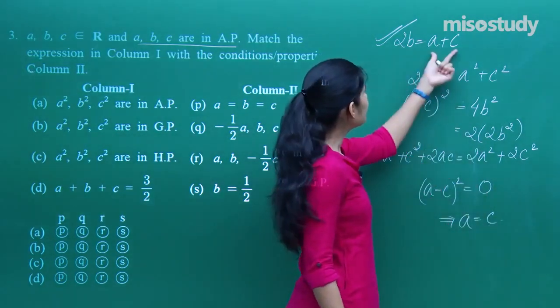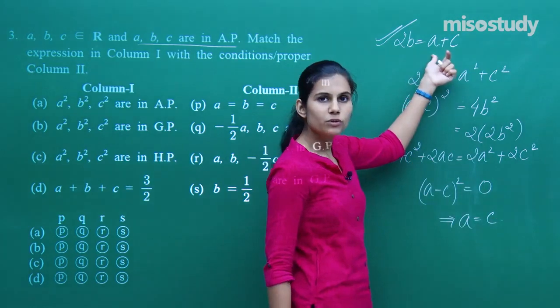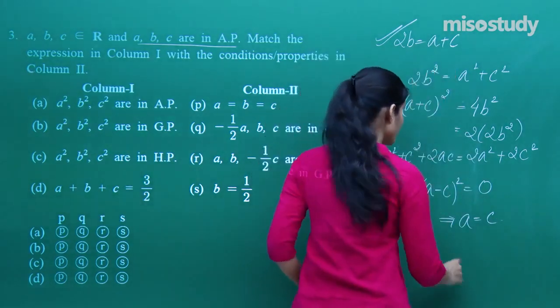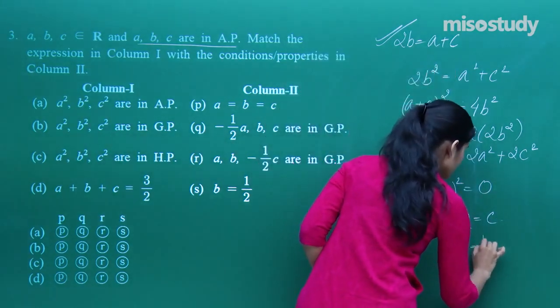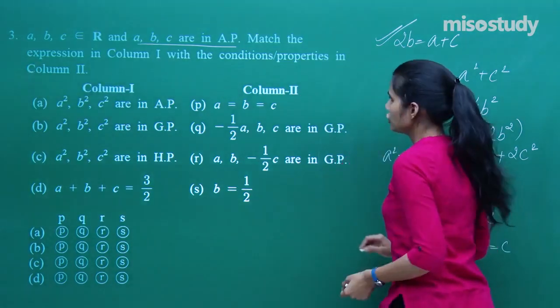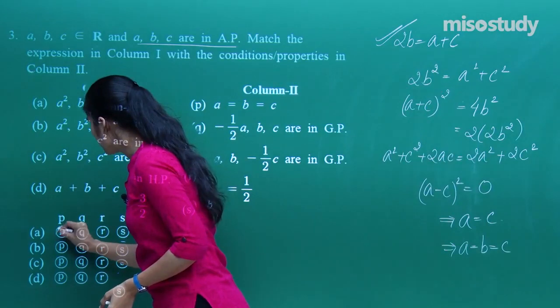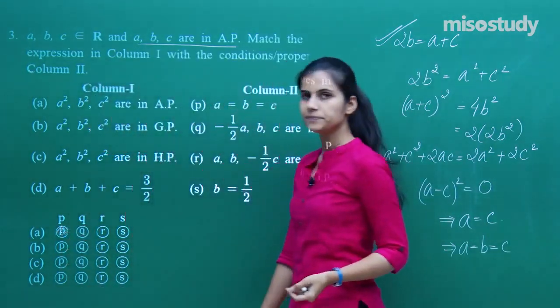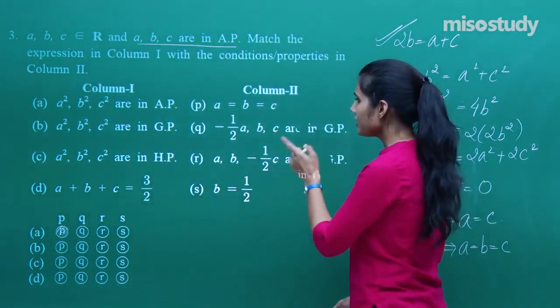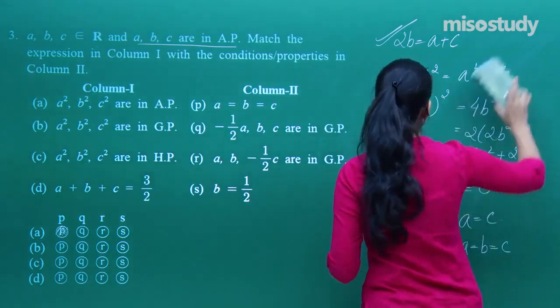If A comes out to be equal to C, again B comes out to be equal to A, equal to C. So you basically get A equals B equals C. So the first point gets matched to P. So corresponding to A, you basically shade P. Clear? Next you have A square, B square, C square are in GP.